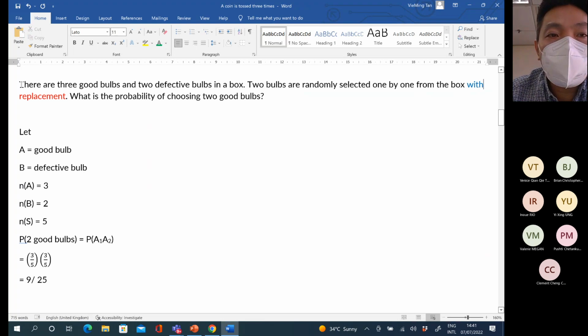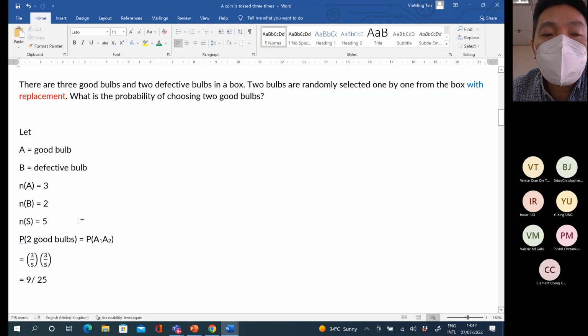Okay, so we start from the first sentence. Inside the box there are 3 good bugs and also 2 defective bugs. From this sentence, I use a symbol to represent the characteristics of the bugs in the box. So I use A to represent good bug, B to represent the defective bug. Defective bug means not in good condition, right? So the number of good bugs is equal to 3, the number of defective bugs is equal to 2. So the total number of bugs inside the box is 5.